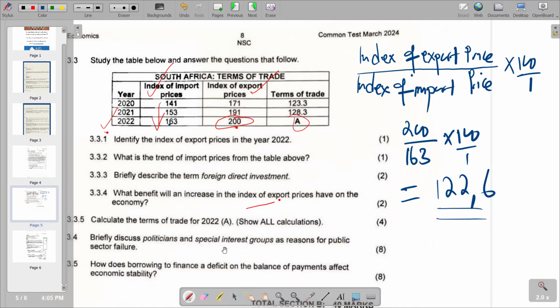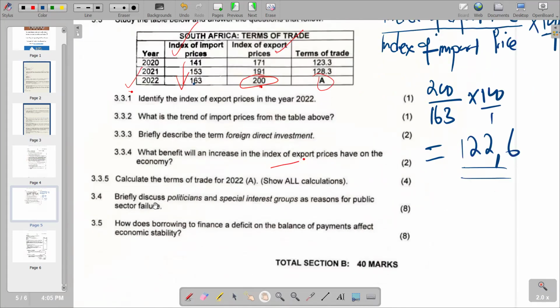So moving on to the next part of the question, saying briefly discuss politicians and special interest groups as reasons for public sector failure.